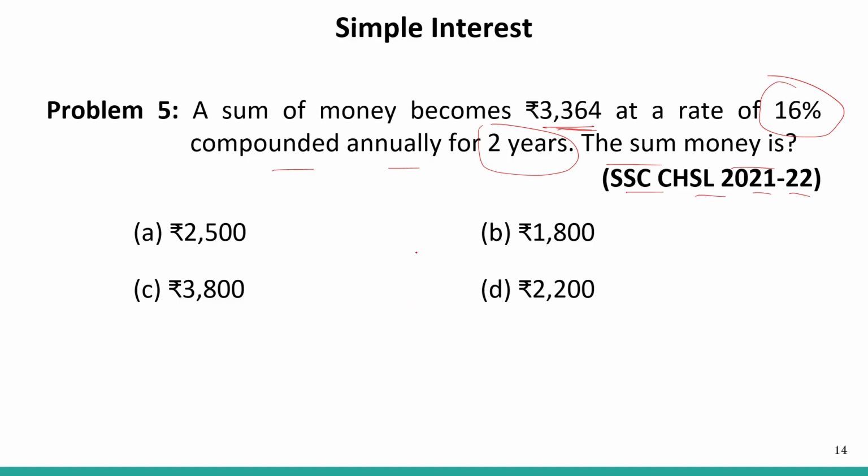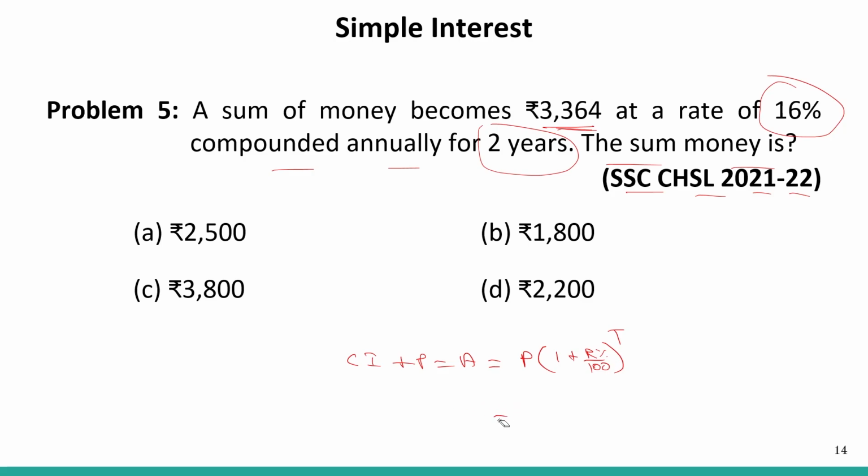What we are given here is that the sum of money becomes this much. So CI plus P is equal to the amount, and we know the formula: that is P into (1 plus R by 100) whole power T, when R is given in percentage.